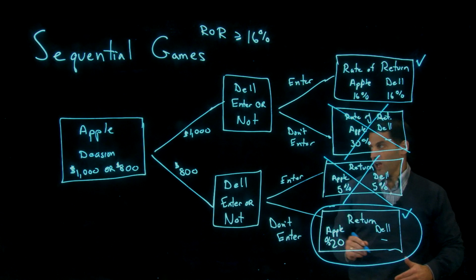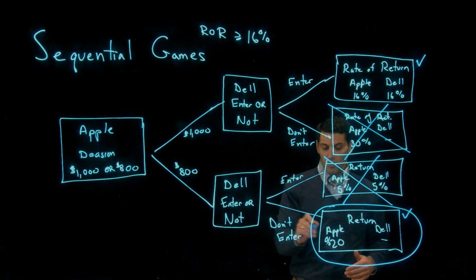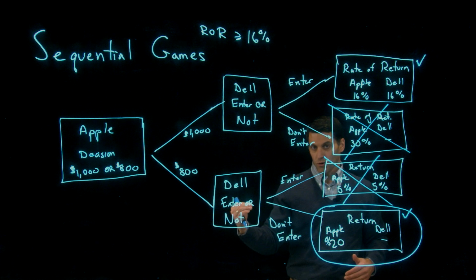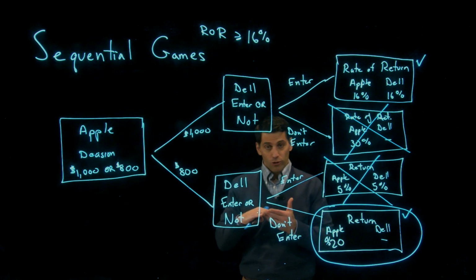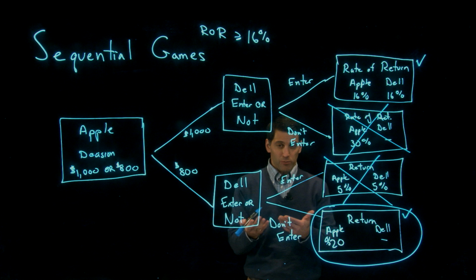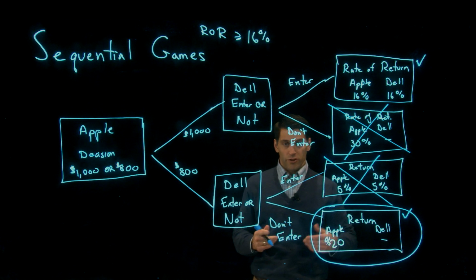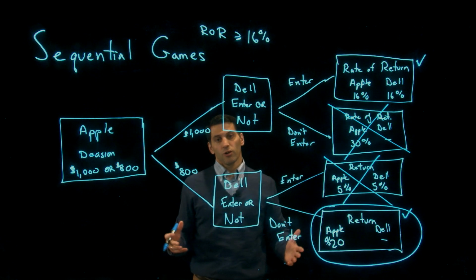Apple knows how Dell is going to respond in each case, and they would end up choosing the lower price, more competitive pricing, to keep Dell out of the market. So even though they're going to get lower markups, lower margins on each laptop they sell, by capturing the market all by themselves, they'll sell more laptops and earn a greater return overall. Okay? So this is how you'd solve these sequential games.